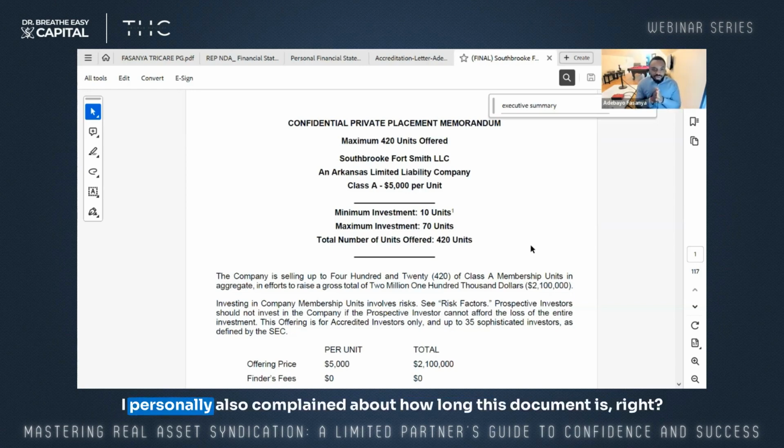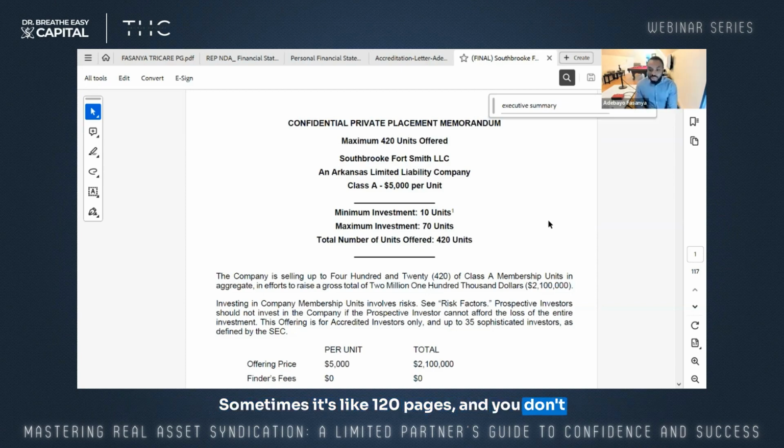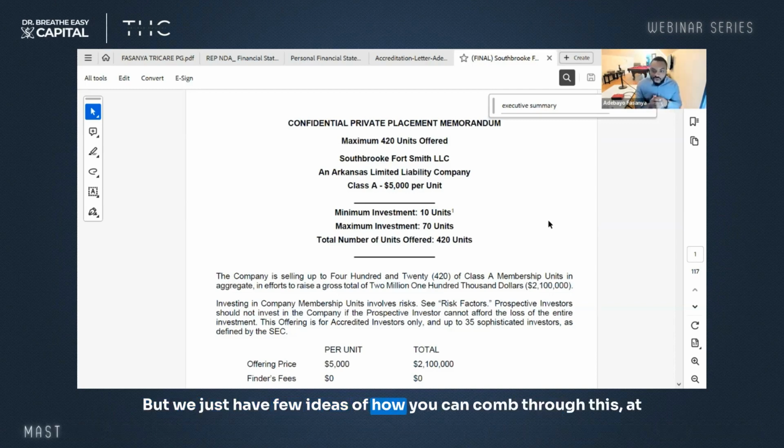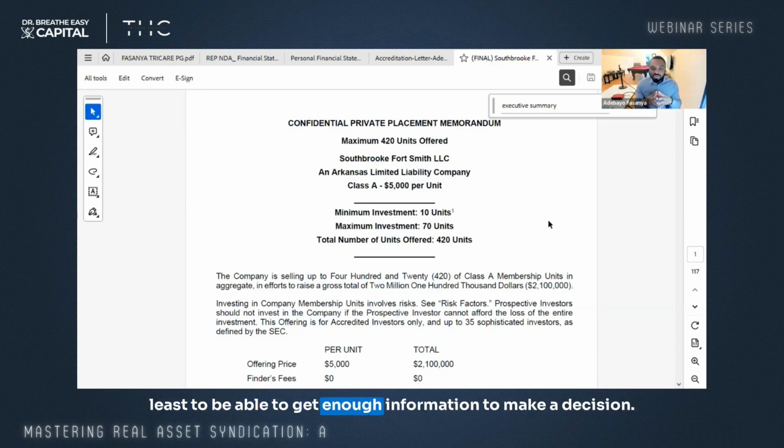I personally also complain about how long this document is. Sometimes it's like 120 pages and you don't get time to look through every single thing. But we have a few ideas of how you can comb through this, at least to get enough information to make a decision.